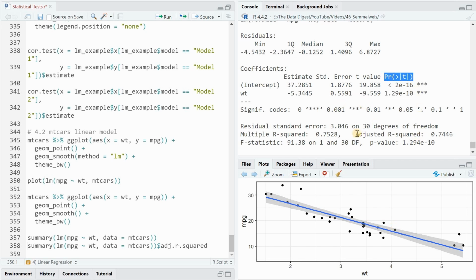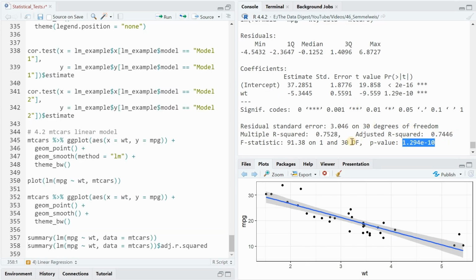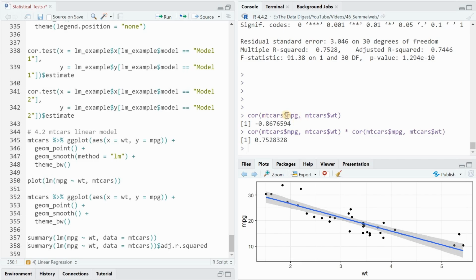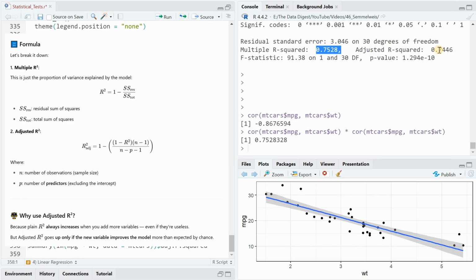This is the p-value, and the adjusted R square tells you that 74% of the variance is explained by one factor alone, by the weight variable, and the overall linear model is significant. When you ask for the correlation between these two variables, mileage and weight, this is the correlation term, minus 0.87, a strong negative correlation, and R squared comes from the fact that when you multiply the correlation coefficient R with itself, you get R squared, and this is the 0.75 that you see here, multiple R squared, and the adjustment reduces it a little by taking the degrees of freedom into consideration.